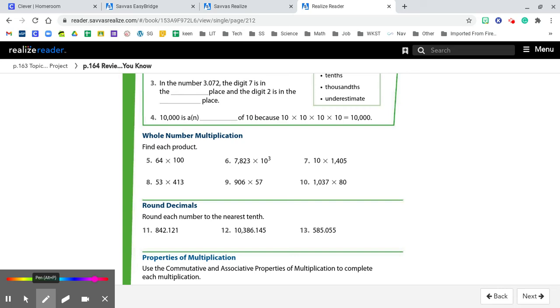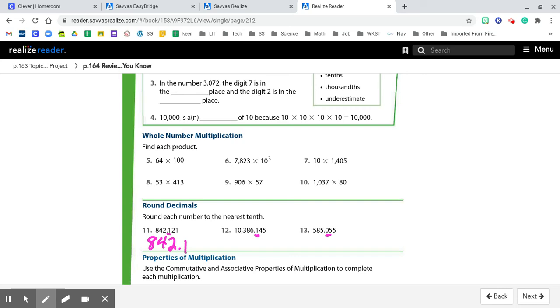Round each number to the nearest 10th place. So we're going to underline the 10th because we're rounding to the 10th. So it's important you know place value. So when I'm rounding to the 10th place, I look next door and there's a 2 there, which is going to tell me to do nothing.